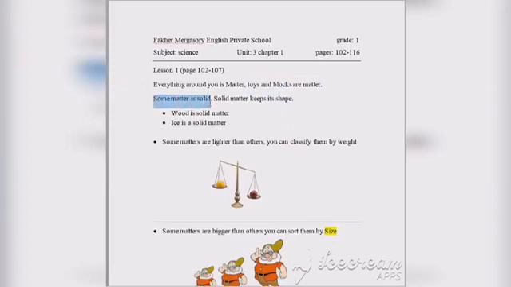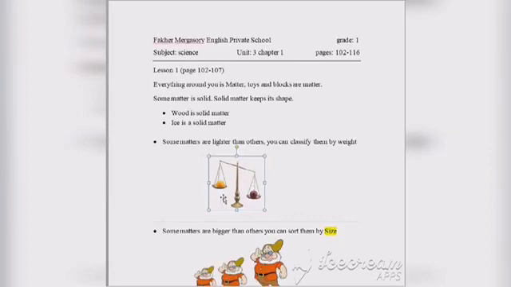Some matter is solid. Solid matter keeps its shape. Wood is a solid matter, and ice also is a solid matter. Some matters are lighter than others. You can classify matter by weight.